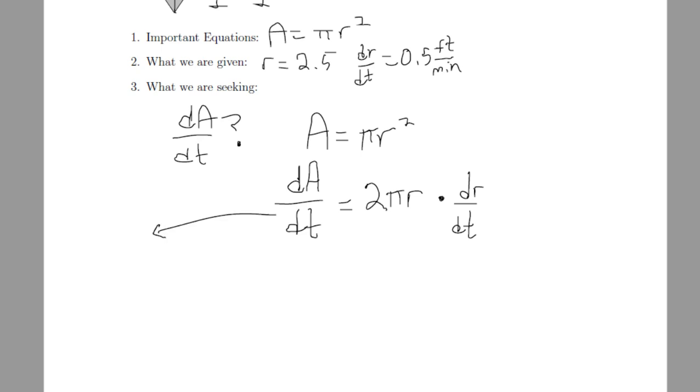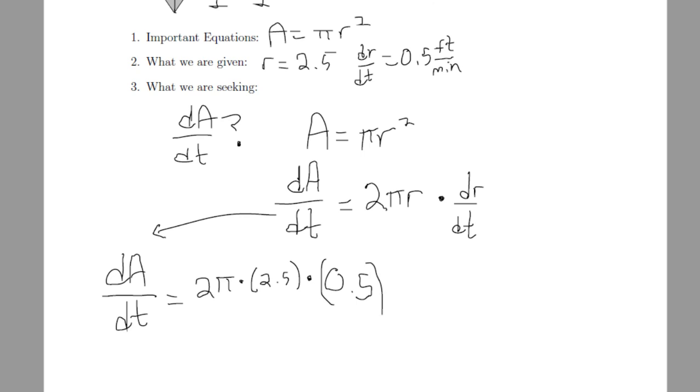dA over dt equals 2 pi times 2.5 times 0.5, which is really just a half, but we'll write it as 0.5 for the sake of consistency. All right, we don't want to forget our units because that helps us double check our work, make sure we did everything correctly. So 2.5, that is length, since that was r. And then our 0.5 is the rate at which the radius is increasing, so that would be a length over a time. And area is a length squared, and t is just t. So both sides of the equation, L squared over t, L squared over t.